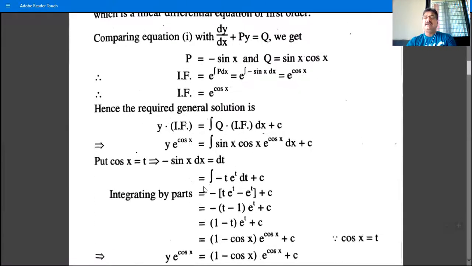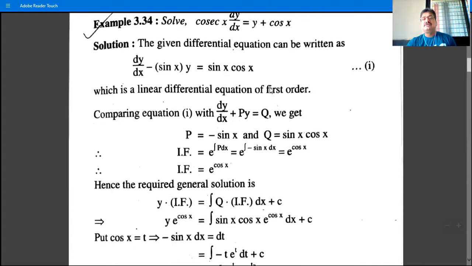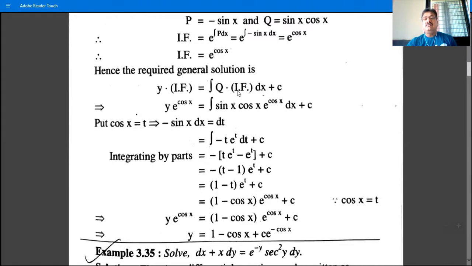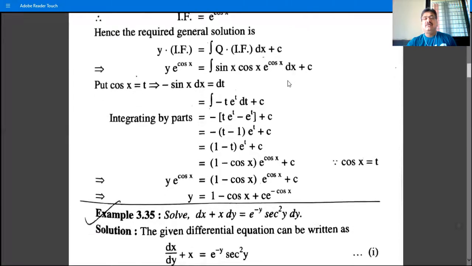So the general solution of the given differential equation: we have the direct formula to obtain the general solution of a linear differential equation, yI is equal to integration of Q into I dx plus c. So y e raised to cos x, the integrating factor, is equal to integration of Q, which is sin x into cos x, into the integrating factor e raised to cos x dx, plus c. In order to solve this integration, substitute cos x is equal to t.